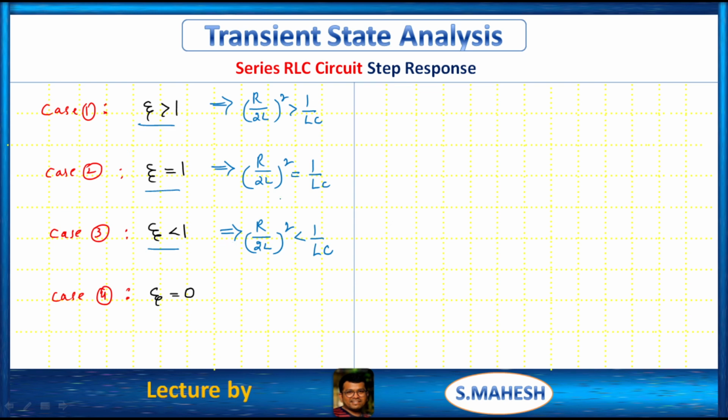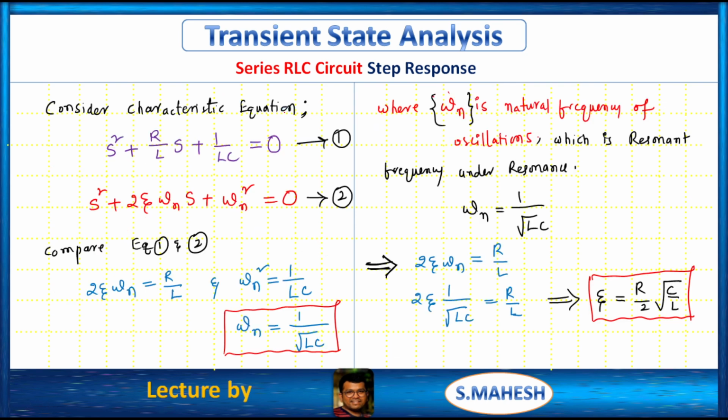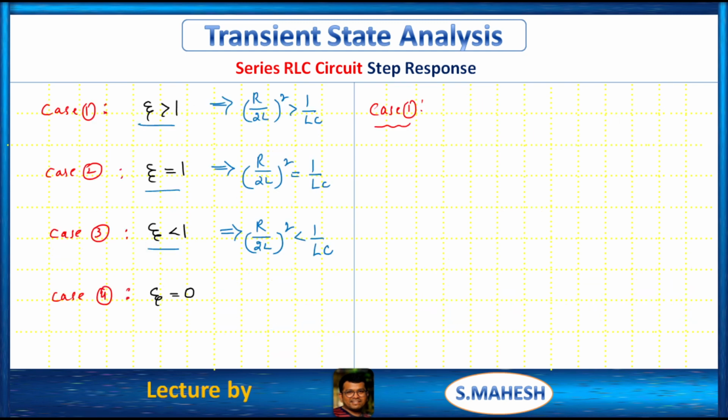That's it, to get the concept very clearly. So first, case 1. How is zeta more than 1 equal to R by 2L whole square greater than 1 by LC? If you have any doubt, just go through this. See, zeta more than 1 means this R by 2 square root of C by L should be more than 1. Yes, you have to cross-check from this.